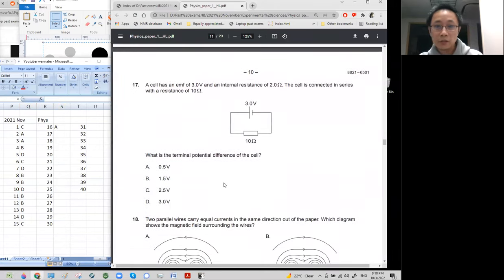Question 17, a cell has an EMF of that and internal resistance of that. The cell is connected in series with an external resistance of that. So it should be a simple series application. So you just need to draw a resistance in here.